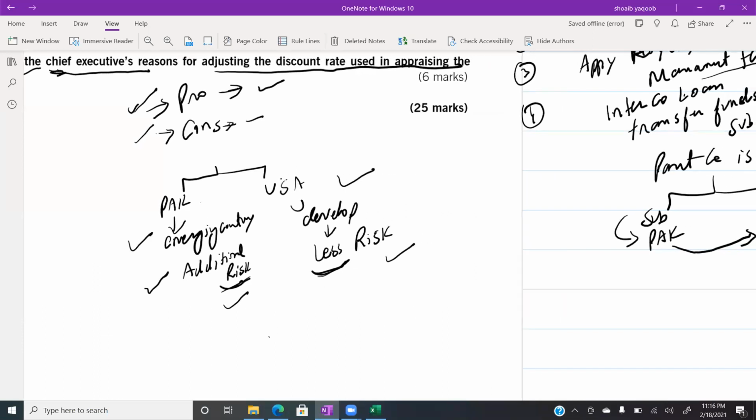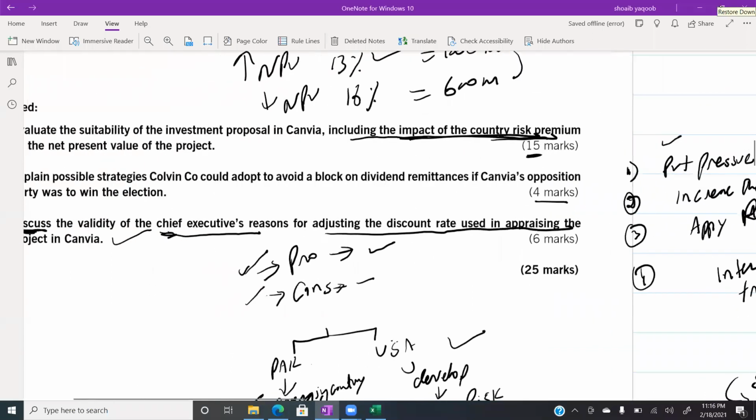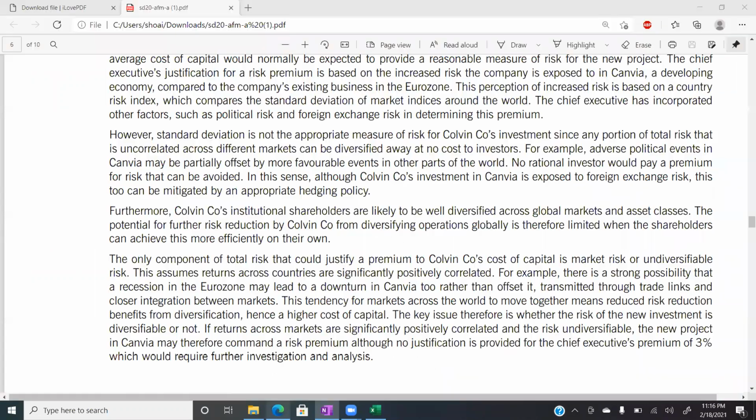Are you getting this point? Part B. Okay, repatriation. Okay. So you are asking about part B, the answer of part B.